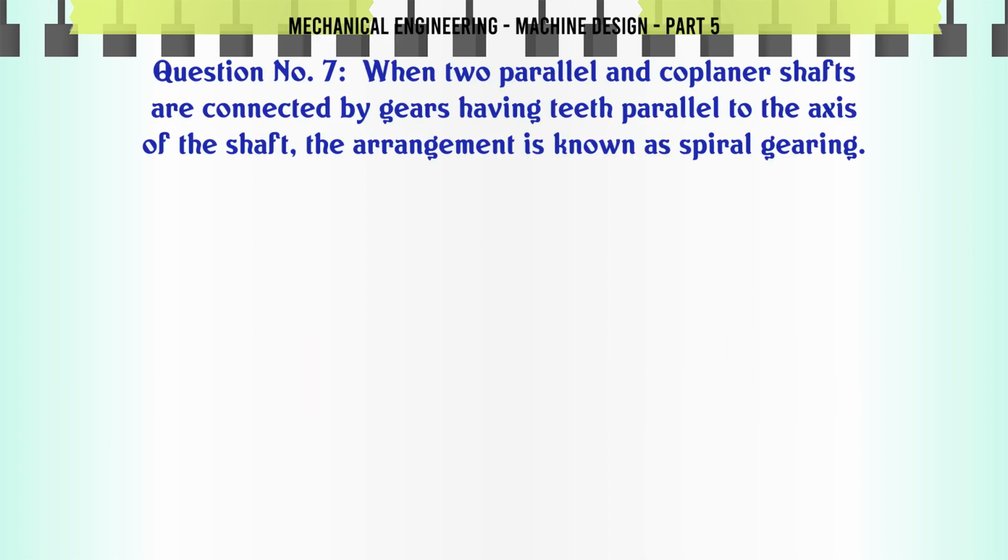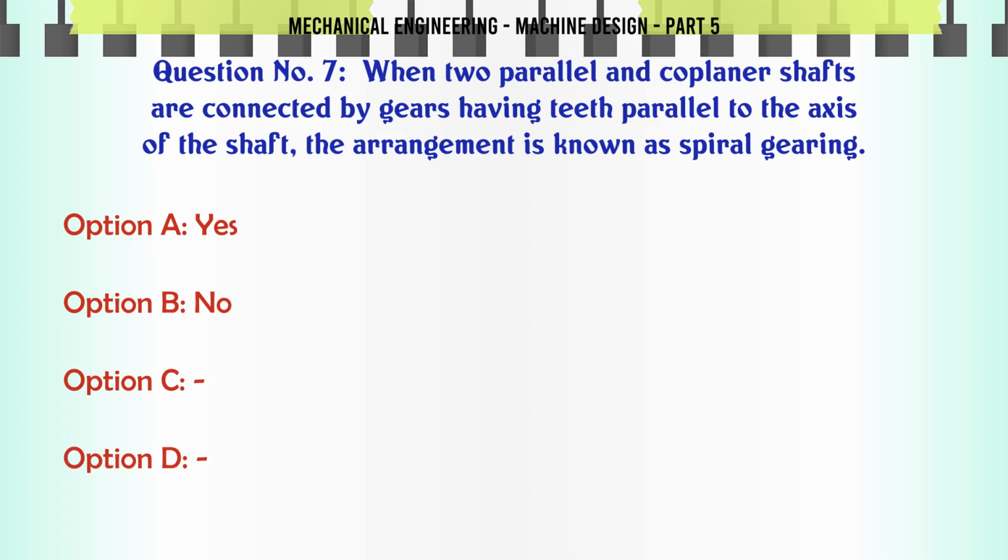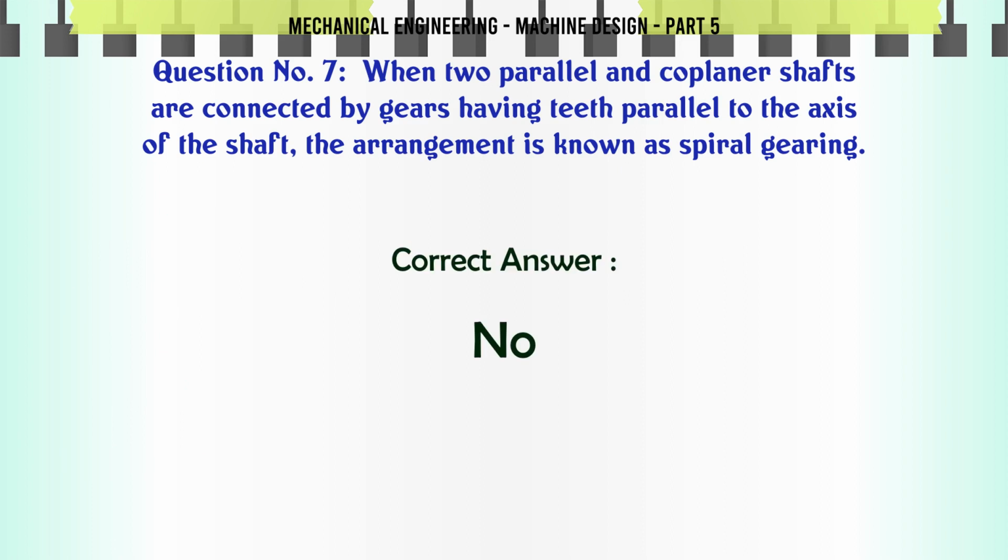When two parallel and coplanar shafts are connected by gears having teeth parallel to the axis of the shaft, the arrangement is known as spiral gearing. A. Yes, B. No, C. D. The correct answer is no.